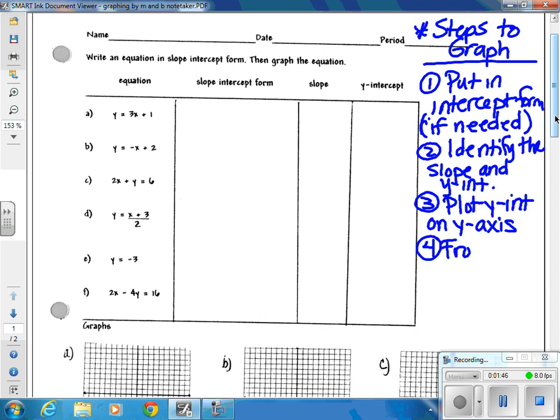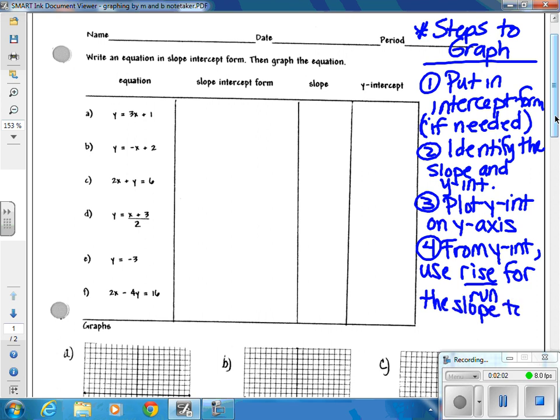So from the y-intercept, use rise over run for the slope to get your other points. And remember that you need to have at least 3 points on your line before you can connect it and say you're done. Right? This method requires 3 and tables require 3, but x and y intercepts only require 2.